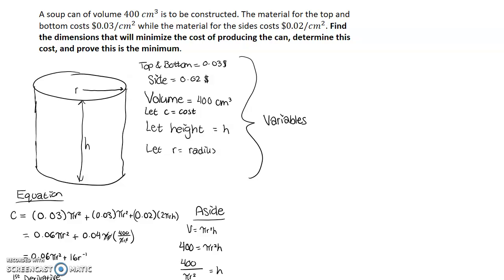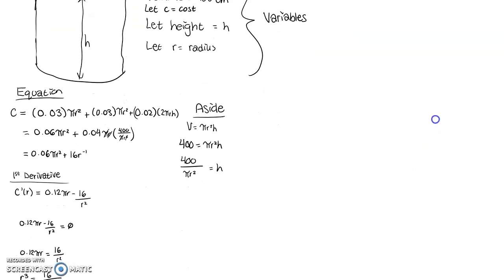So top and bottom are 3 cents, side is 2 cents. Volume is 400 centimeters cubed, and volume is going to equal V. The cost is going to equal C, the height is going to equal H, and the radius is going to equal R. So I drew a little picture to help me visualize.